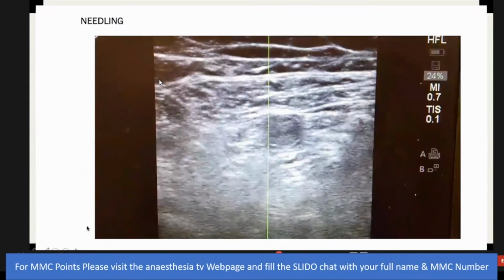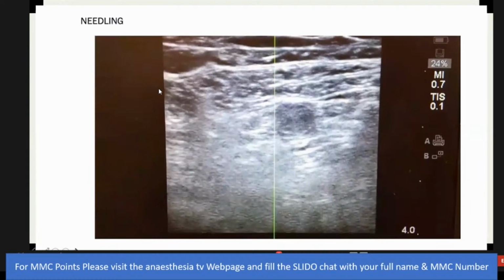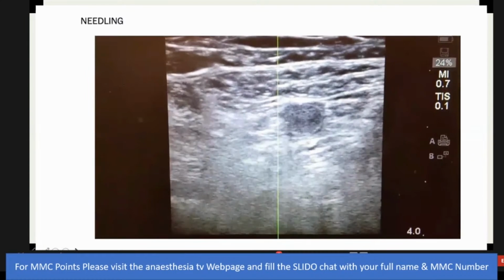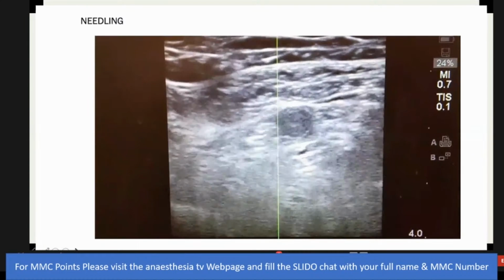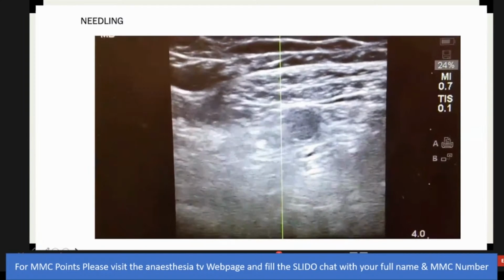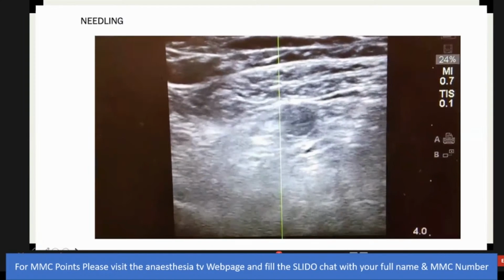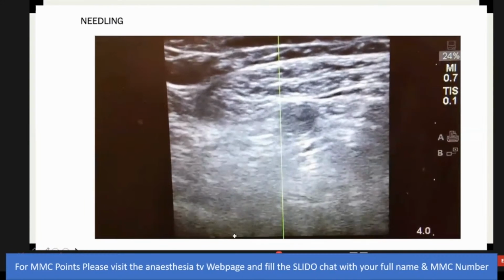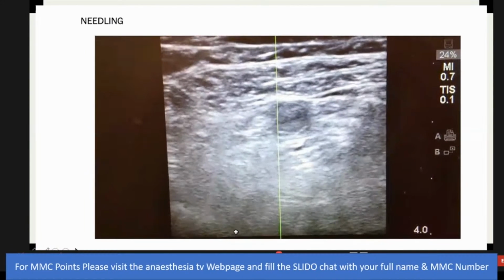This is the video showing needling of the adductor canal at the mid-thigh level. The needle is getting inserted through the sartorius to reach the adductor canal lateral to the artery, and drug is being injected. We can see the nerve is getting prominent and spread of drug is seen.